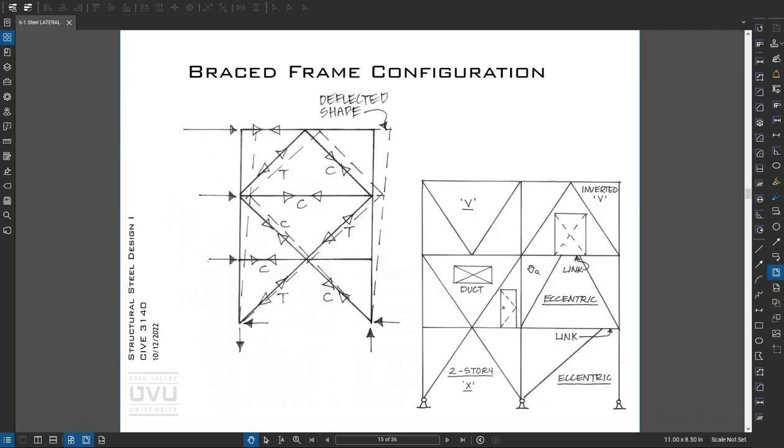Different brace configurations, you can kind of play around with what these look like. Concentric brace frames, the work points will meet at the middle. Eccentric brace frames, the work points will have a separation. So this is nice to give you more opening. I like to use two-story X's as it gives room for doors or ductwork to pass.